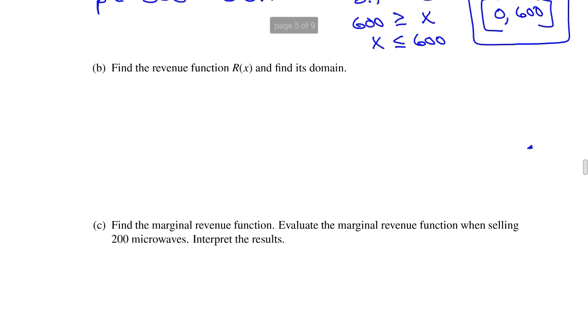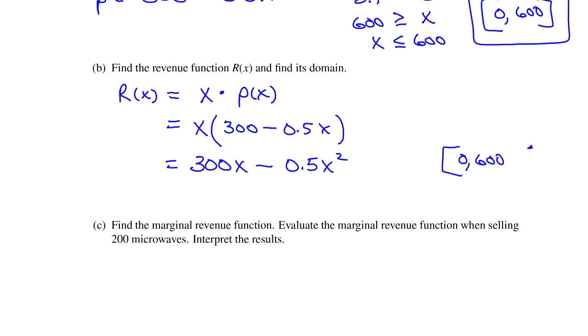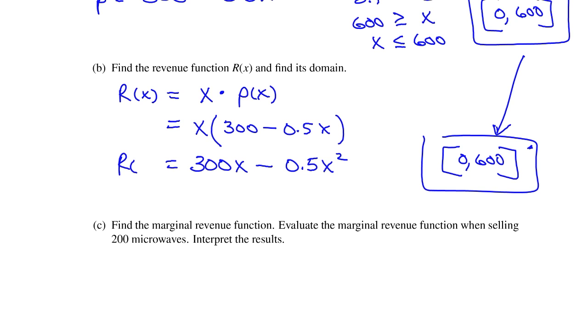Question B, find the revenue function. So revenue is equal to the number of items times the price per item. So that would be x times 300 minus 0.5x. Multiply that out. That's 300x minus 0.5x squared. What is its domain? The revenue domain is inherited from the price demand domain.